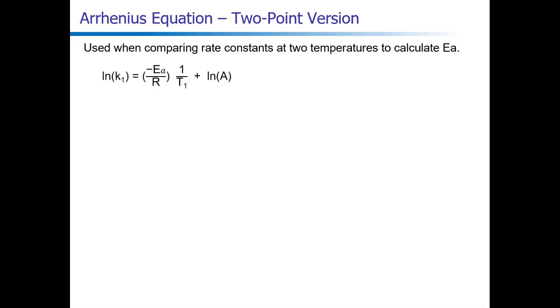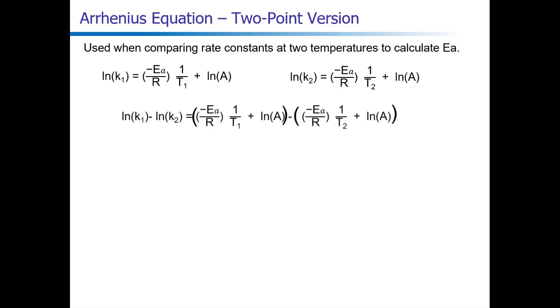Let's start with the linearized form of the Arrhenius equation we just saw, this time writing it for temperature T1 and the rate constant at that temperature, k1. But we can also do that for the other temperature and rate constant, T2 and k2. Subtracting these 2 equations from each other allows us to eliminate the natural log of A, since although it's a constant, it's not typically known. So we take the natural log of k1 minus the natural log of k2, which is equal to the difference of the 2 right-hand sides, simply by subtracting these 2 equations.